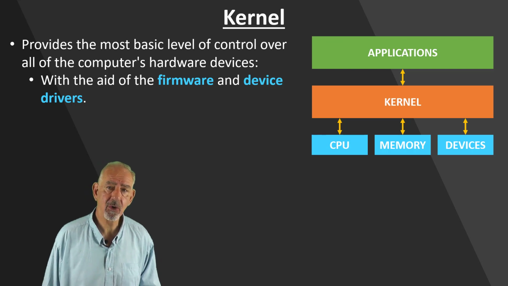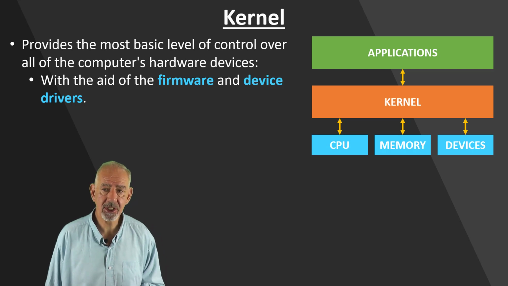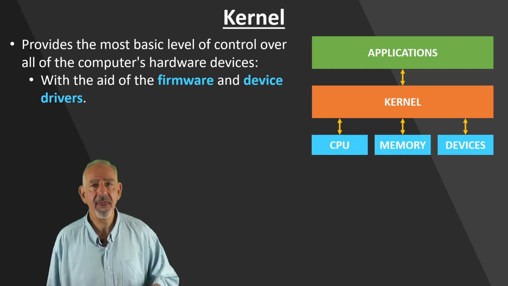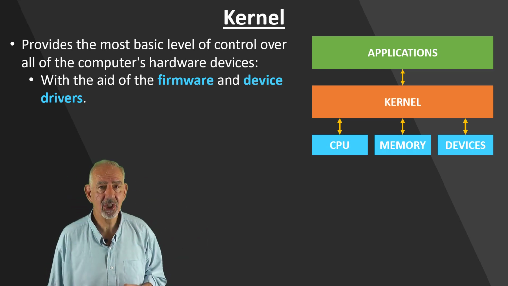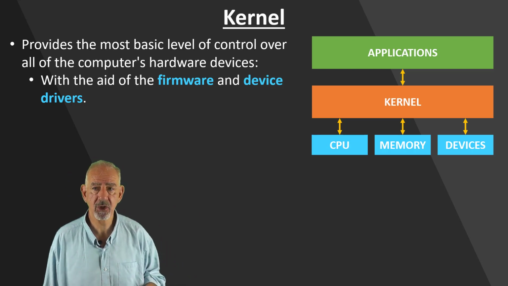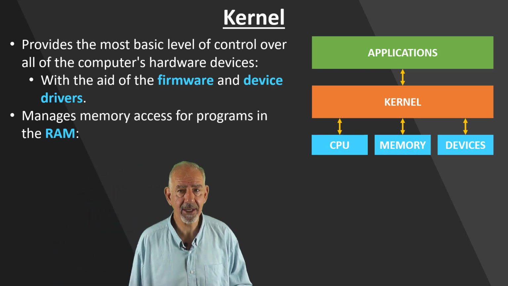So basically the kernel sits on top of all the different things that we work with. It talks to the CPU, it talks to the memory, and it looks at all the devices that we're working with. And that communicates with the applications and then knows how to deal with those applications according to all those things as well. So it manages memory access for the programs in RAM, random access memory.